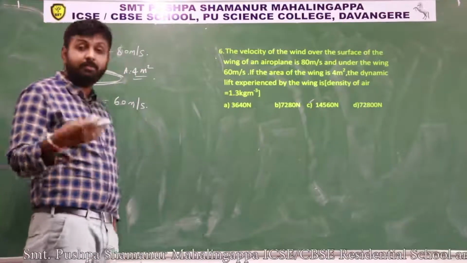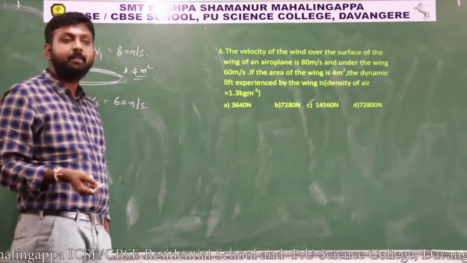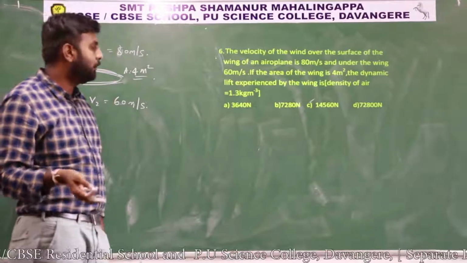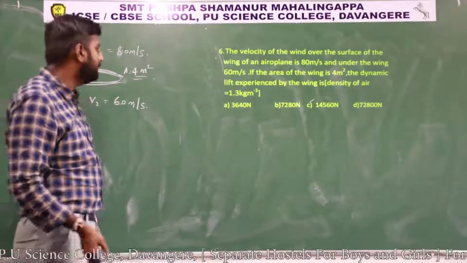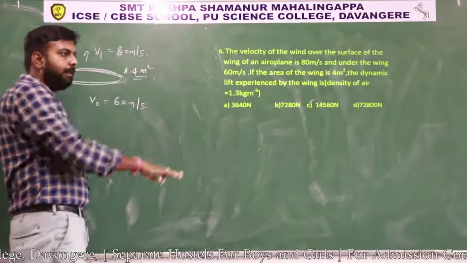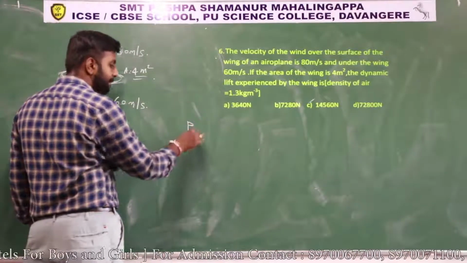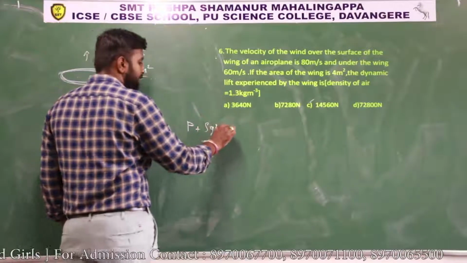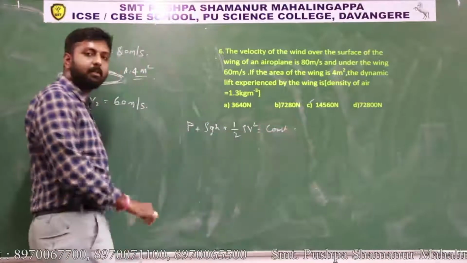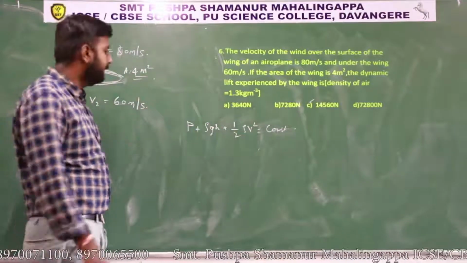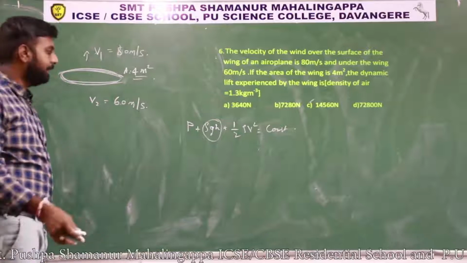So you know that due to difference in pressure, a net upward force will act. That net upward force is nothing but dynamic lift that is created due to difference in pressure. So for that we can apply Bernoulli's equation. The wing is at the same height, you know that this is the formula, right? P plus rho gh plus half rho v square is equals to constant. This is Bernoulli's equation for flowing fluid. So we can neglect this rho gh. Why? Because the height is the same.